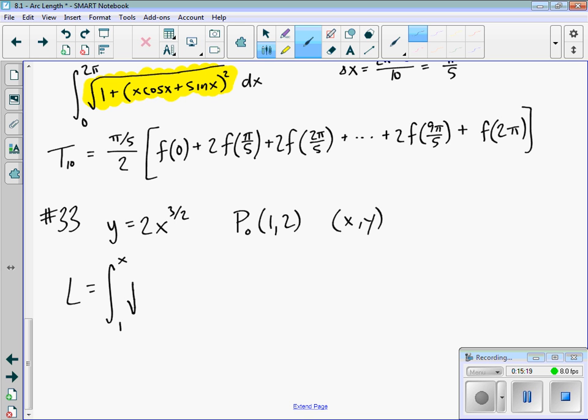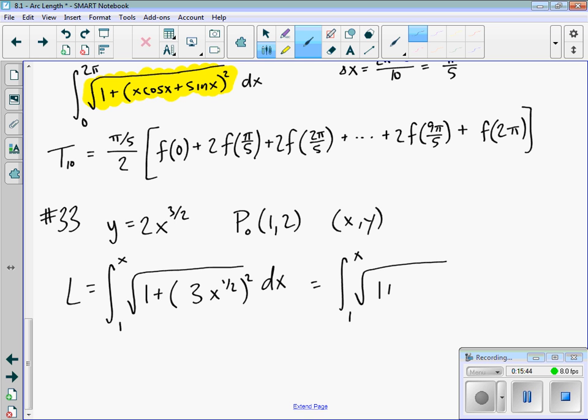Okay, so in here we do our square root, and we do 1 plus, and we're going to do the derivative and then make sure you square it. So I'll just write it like this for now. So the derivative is going to be what? 3x to the half. So when I square that, I'm going to get 1 plus just 9x, right? Make sure I'm not doing something wrong there. And then how can I evaluate that integral?